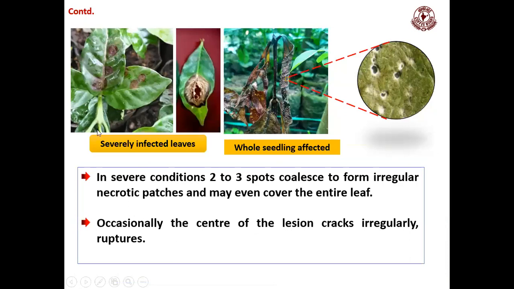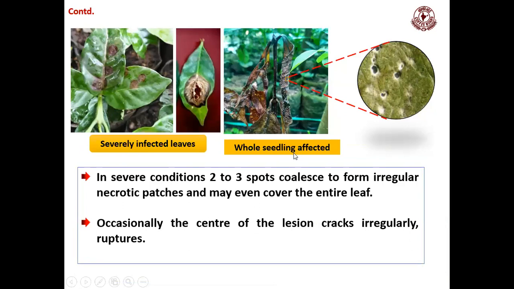And in severe conditions, 2 to 3 such spots. Here you can see in the first picture, 2 to 3 such spots will join together. See here it is joining, and they join together and cover the entire lamina of the leaf. And occasionally, when there is too much rain, the center of the lesion cracks and irregularly ruptures.